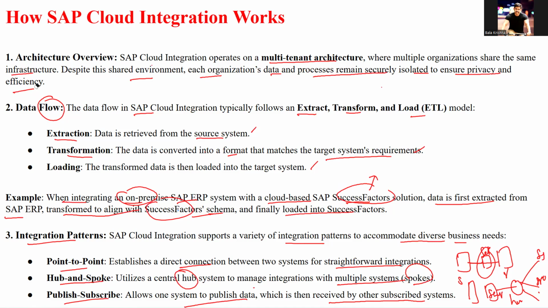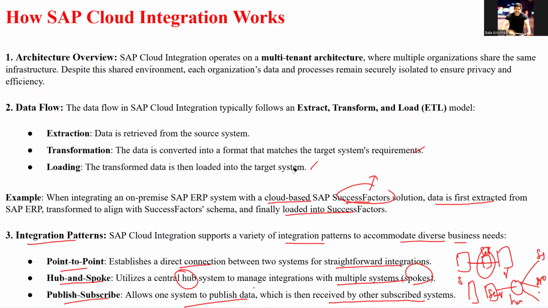Okay, this is how integration works. How does integration work? Architecture over multi-tenant, and then data flow. Data flow is extract, transform, load. Suppose you want to extract information from on-premises using SAP ERP. SAP stands for Systems Applications and Products, ERP stands for Enterprise Resource Planning. Based on the cloud, SuccessFactors plays a very important role, extracting the information, transforming it, and loading it into SuccessFactors only.